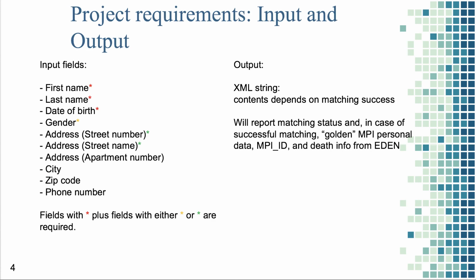This is our project requirements input and output slide. According to the requirements, the input fields may include fields shown on this slide. First name, last name, and date of birth are always required. In addition, according to our mentor's requirements, either gender or both address, including street number, and street name are required. The rest of the fields are optional.